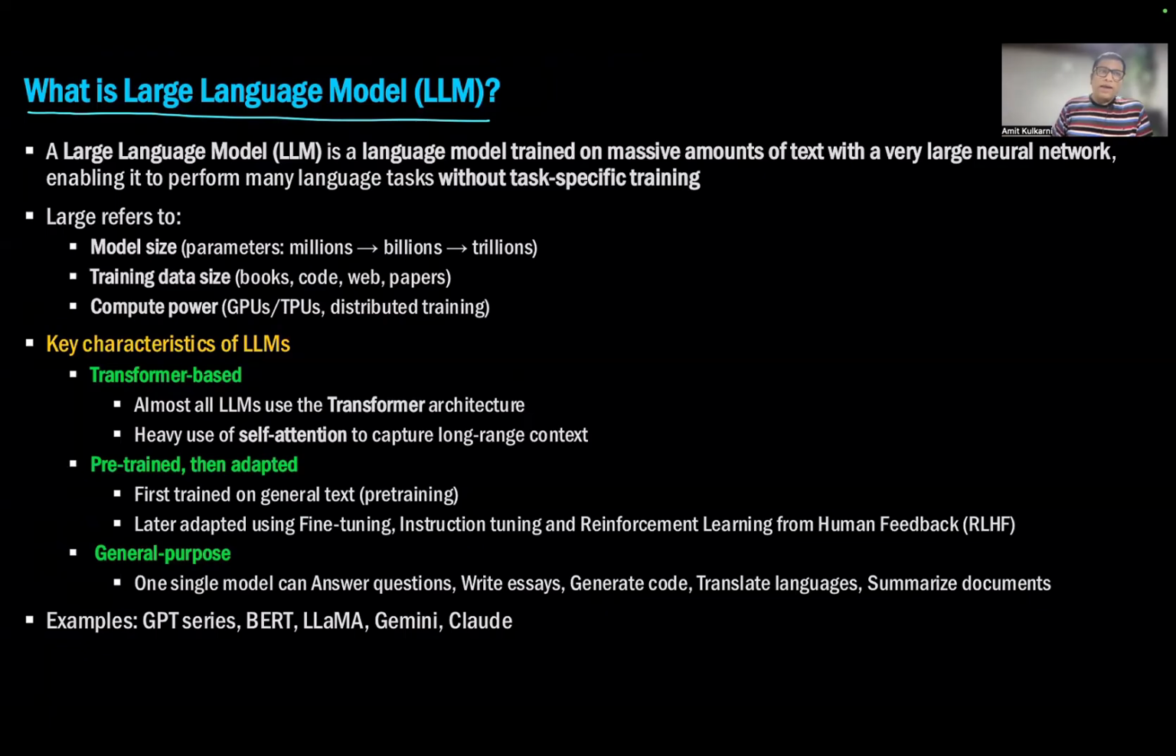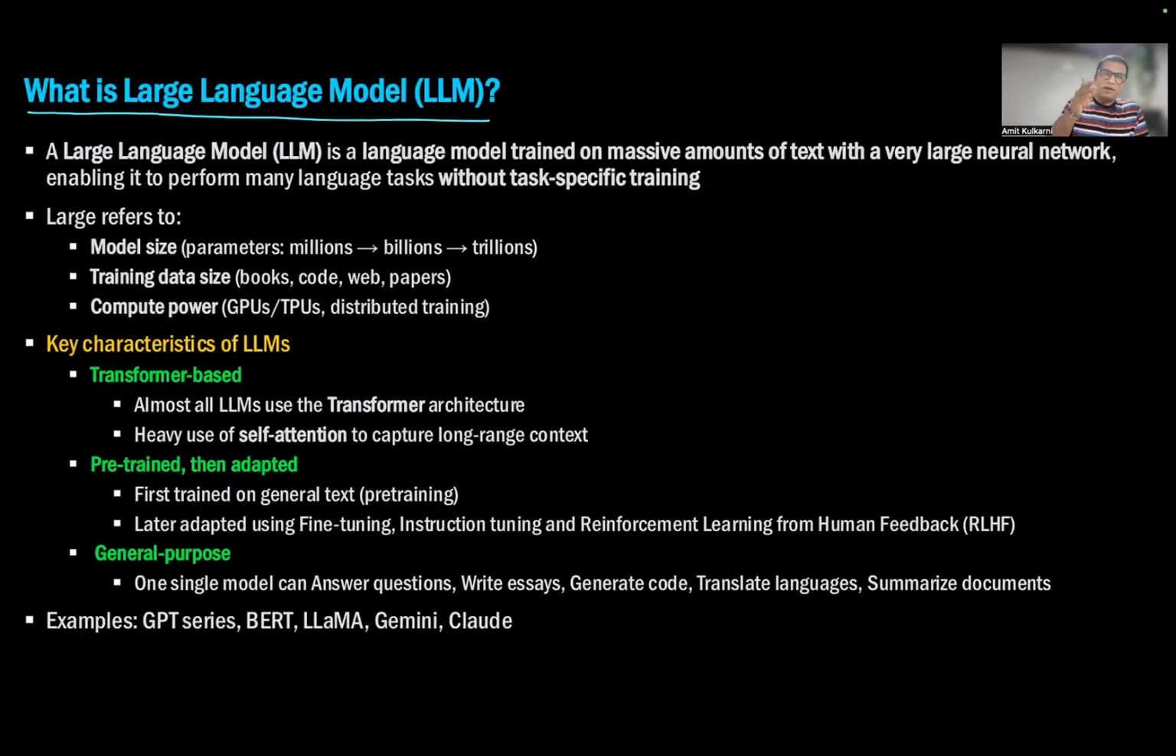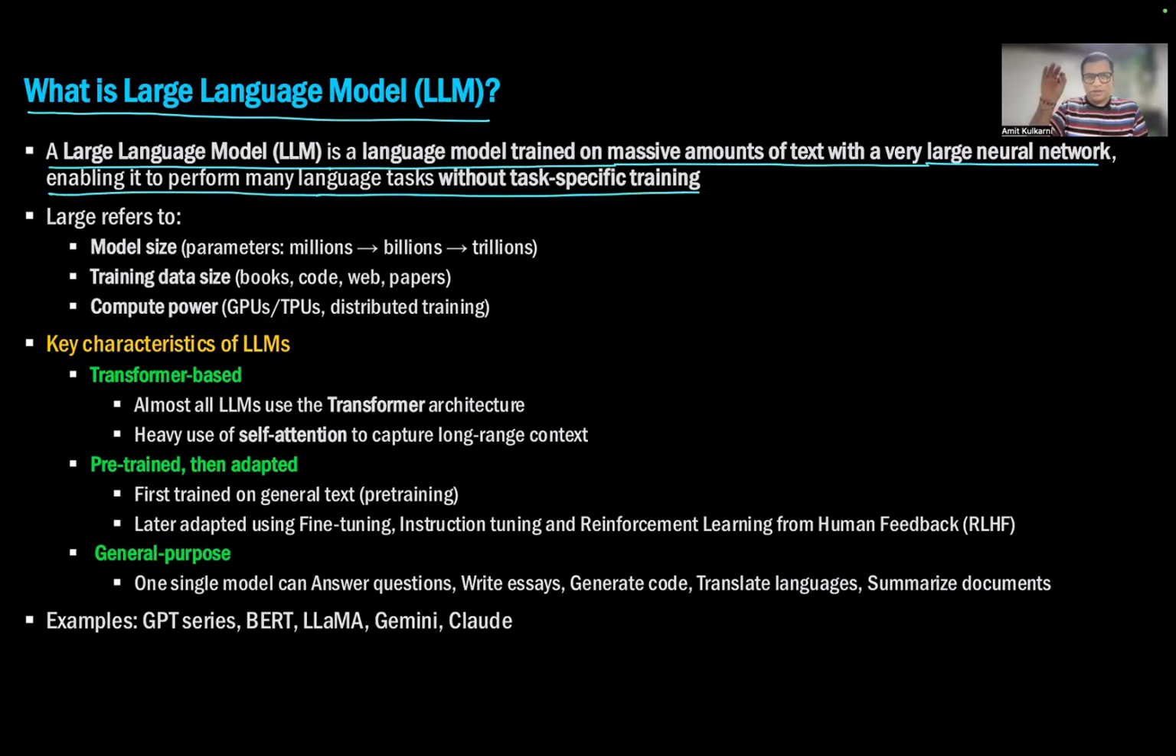Now, why then do we go for a large language model? If the language model was anyways doing the job, then why do we want a large language model? What exactly is the large in that language model? Let's see here. What is the meaning of large language model in this case? A large language model, or LLM, is a language model trained on a massive amount of text with a very large neural network, enabling it to perform many language tasks without task-specific training.